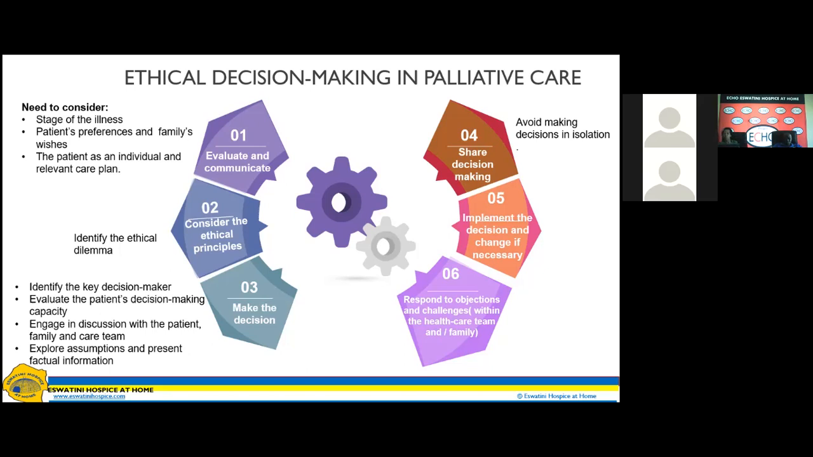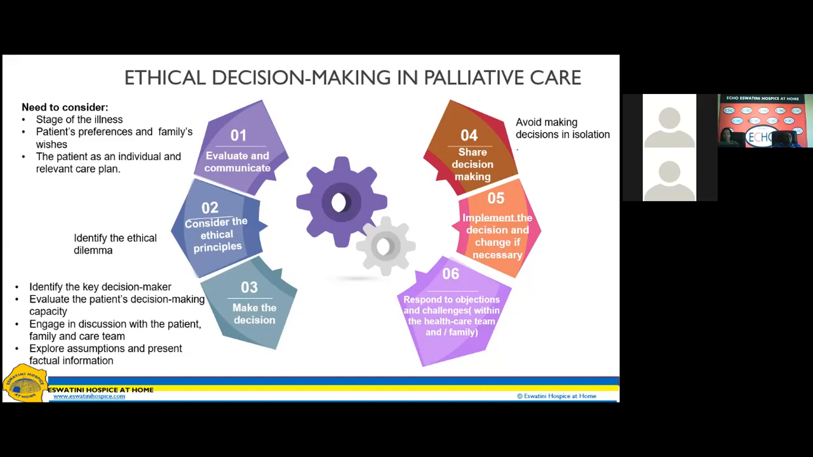Number 3, we have to make the decision. Identify the key decisions here. Evaluate the patient's decision-making capacity. We shouldn't lock them out. We should evaluate the patient's decision-making capacity.